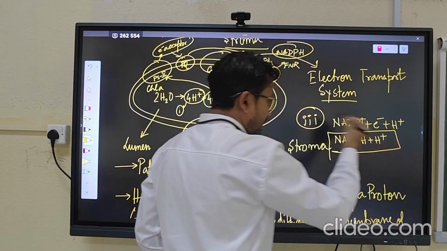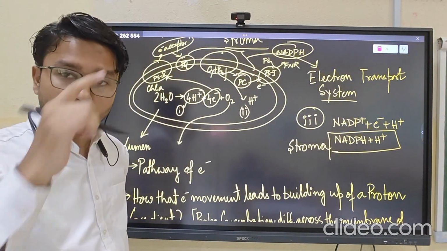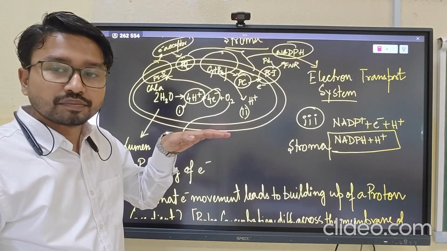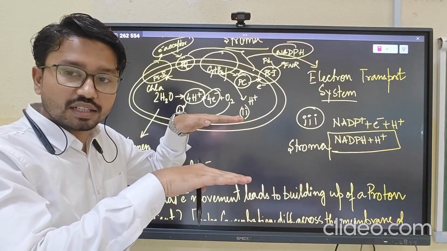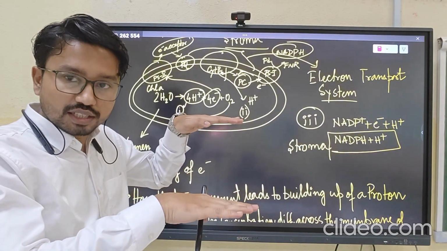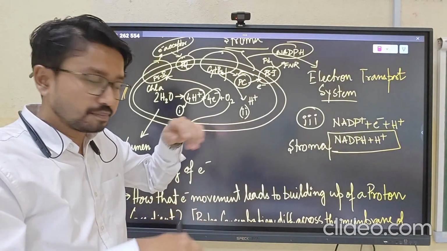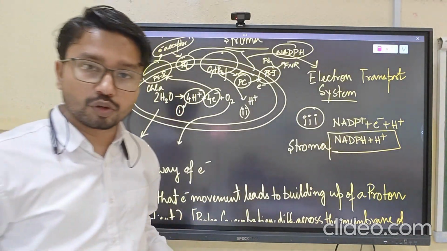So these two extra protons that the NADP is pulling from the stroma side will also contribute to increasing the difference between the lumen and the stroma. Inside the lumen there will be too much hydrogen ion, and outside the lumen, that is in the stroma, there will be too little hydrogen ions. So this is the story of the building of the proton gradient.